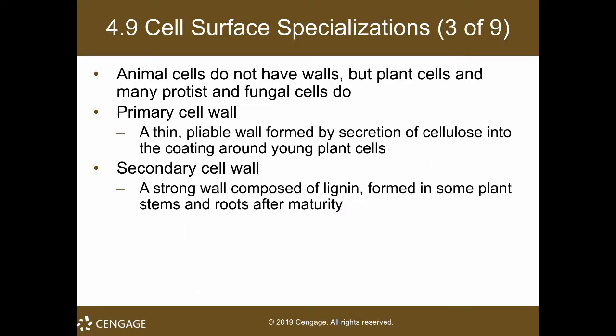Animal cells do not have cell walls, but plant cells and many protist and fungal cells do. We have two kinds of cell walls. The primary cell wall is a thin, pliable wall formed by secretion of cellulose into the coating around young plant cells. The secondary cell wall is the tougher one, a strong wall composed of lignin. Lignin is different from cellulose, and it is tough. It's actually the reason why wood is tough, the woody part of the wood. Lignin forms in some plant stems and roots after maturity.